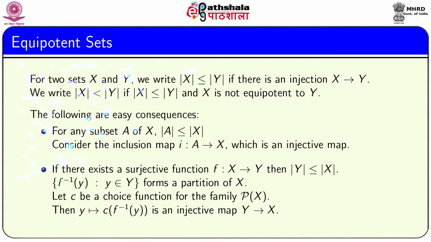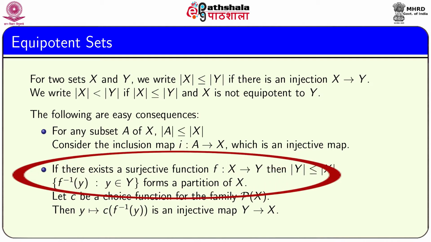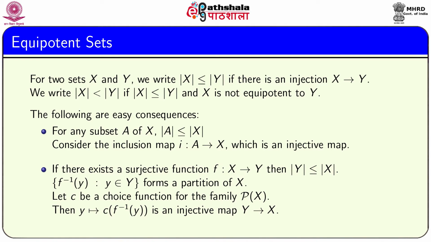The following are easy consequences. For any subset A of X, mod A is less than or equal to mod X. This happens because we have the inclusion map I from A to X, and we know that the inclusion map is an injective map. And if there exists a surjective function f from X to Y, then mod Y is less than or equal to mod X.